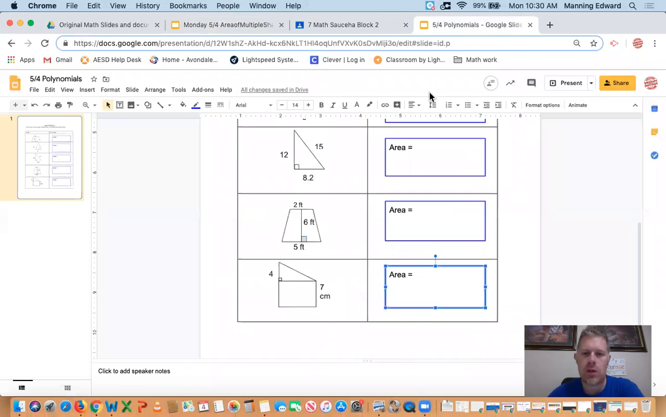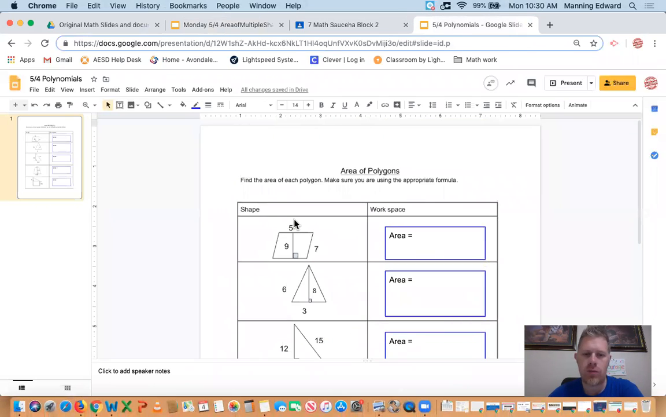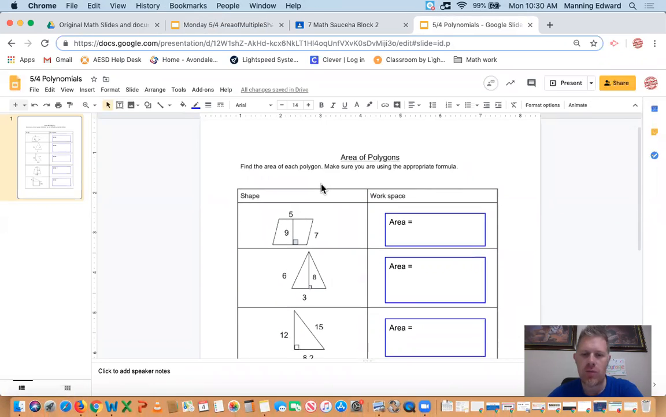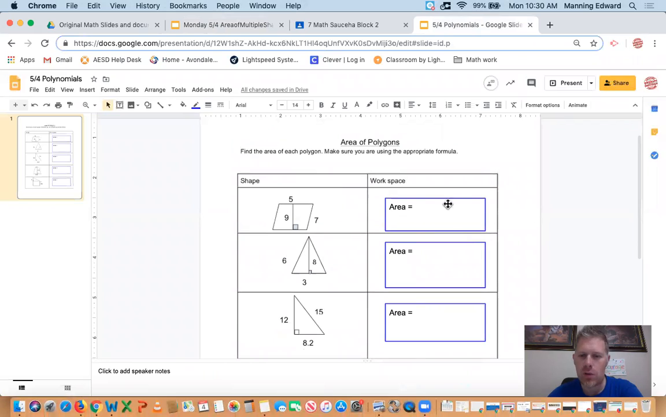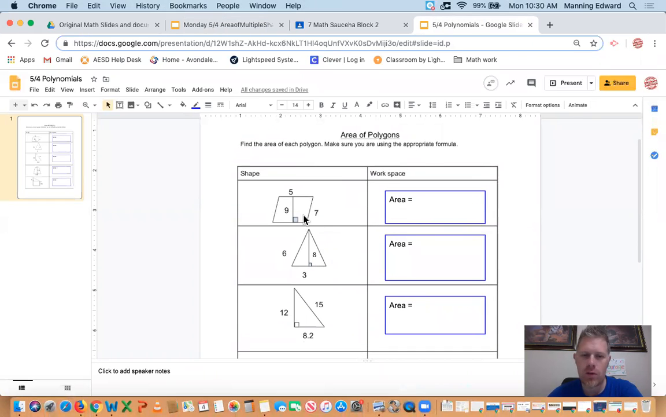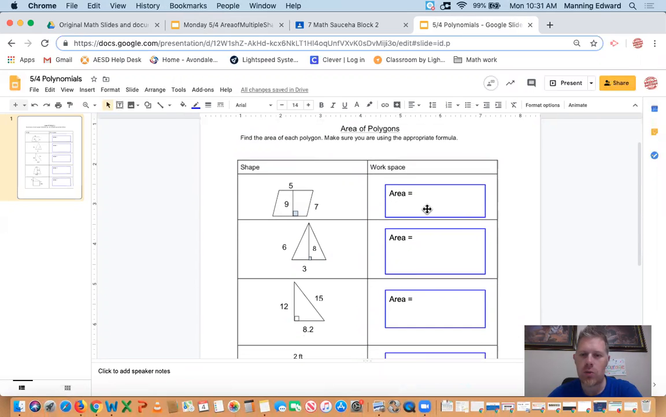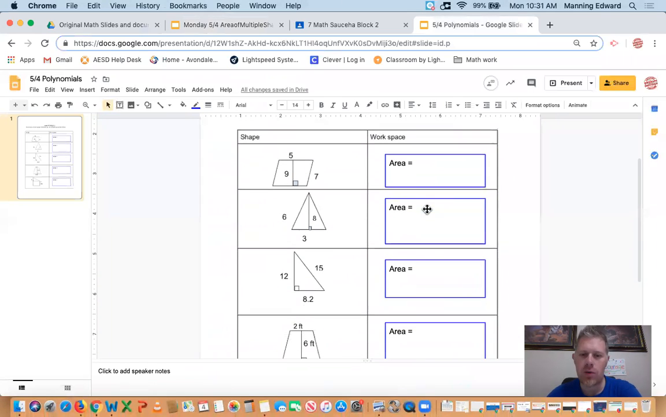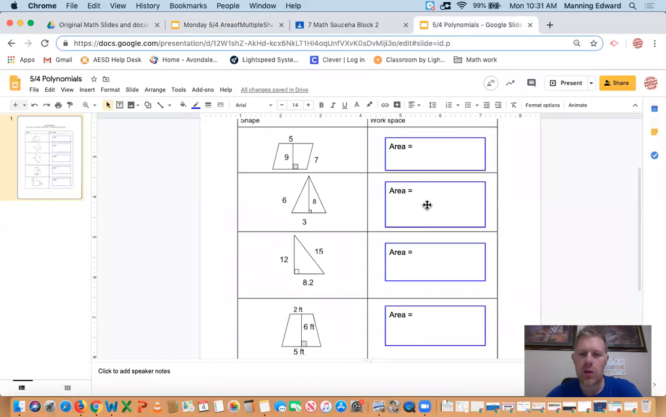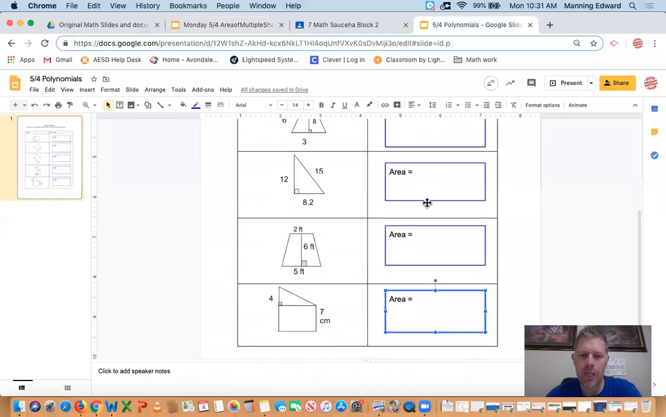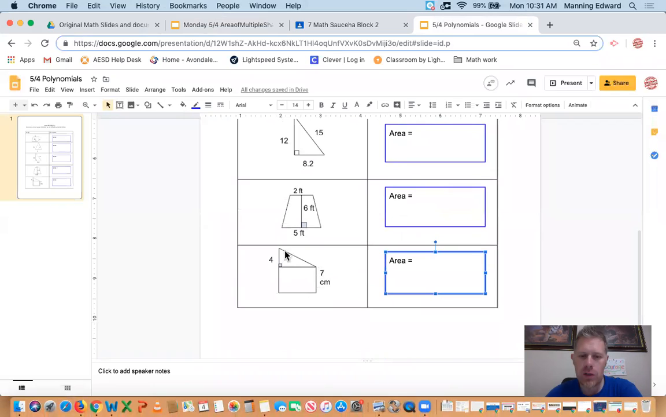So what does that look like? This little one. So find the area of each polygon, make sure you use the right formula. So I've got it set up to type into the box here. So you find out what the area of this one is and put it in there. If you want to show your work, you can. I'm just looking for whether you put what the area is for each one. This one you might have to do two, find the area of the triangle, find the area of this one, and then you can figure it out.